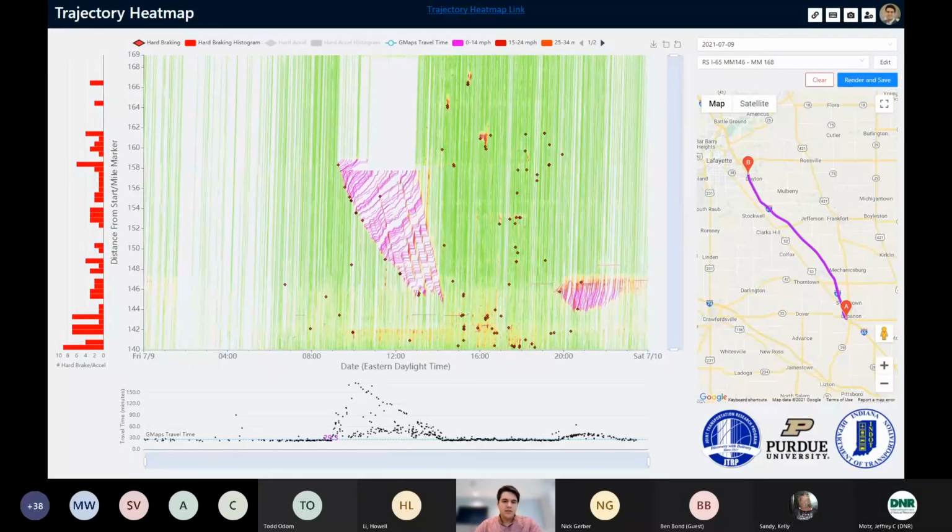With this, we can look at the detours that these people took. You see the pink points jumping around on the travel time plot there. Those points correspond to the pink line on the map. That's the route that the vehicle actually took. And we can see in this case, the vast majority of the vehicles, at least in part, took the official detour on US 52.